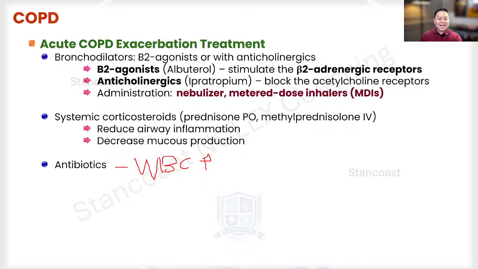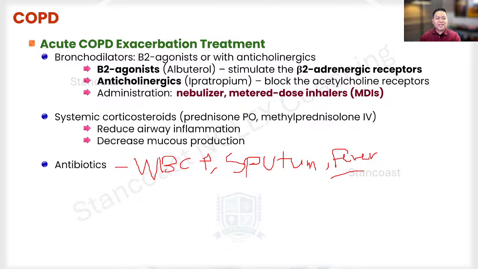Now, again, look into the sputum color, which is going to be purulent, and then there is also fever. So these are your signs that your patient probably has the infection. Now, the antibiotics that we are talking about here are those that are going to target pathogens like Haemophilus influenzae, or let's say Streptococcus pneumoniae.